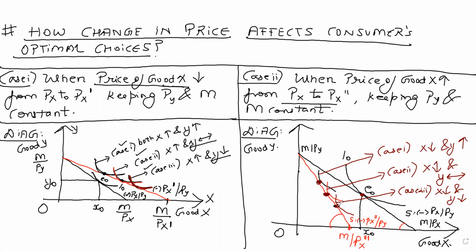That means, what do you learn? When the price of good X rises from PX to PX double dash, the only thing which we can say with surety is that the demand for good X will fall, whether you go by case 1 or case 2 or case 3. But what will happen to good Y is ambiguous. Good Y can rise, good Y can remain constant, and good Y can fall.